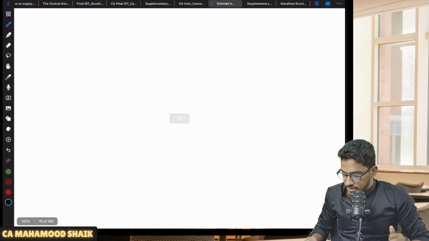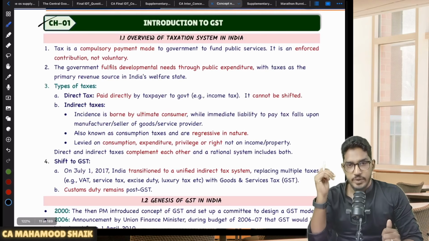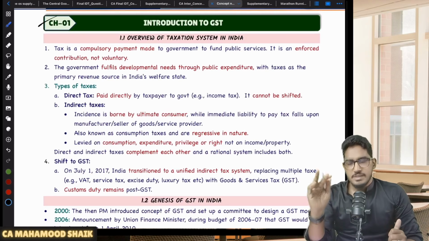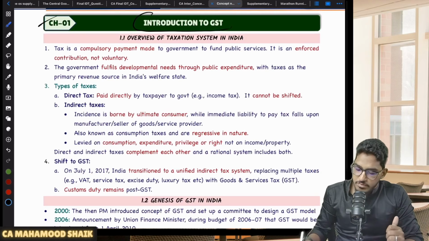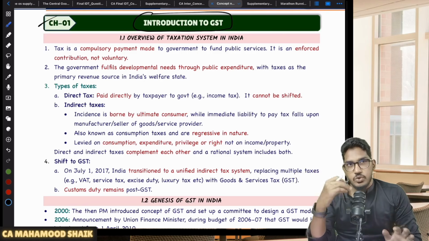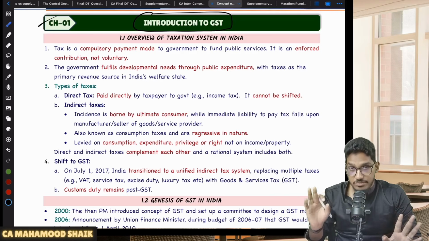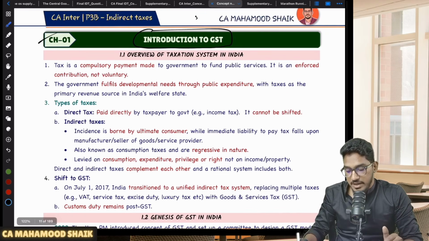First, let us come to the introduction part, introduction to GST. Let us have a quick look at this chapter. Let me give you one small caution before I take up this revision. From this chapter, there will be no significant questions. Hardly 3 to 5 marks will be tested, if at all they have to test it. So, 3 to 5 marks they might test from this chapter, Introduction to GST.